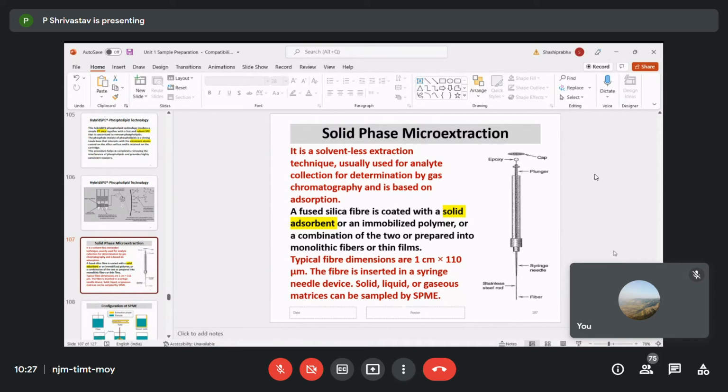Now, how does it function? It has a silica fiber, as you can see. This is a silica fiber, which is coated with a solid adsorbent. The adsorbent could be a material similar to what you use in solid phase extraction, or it could even be a polymer which can be very selective in extracting the analyte of interest, based on the molecularly imprinted polymer approach, where one can separate the analyte of interest highly selectively in the presence of a bulk containing matrix, very efficiently.